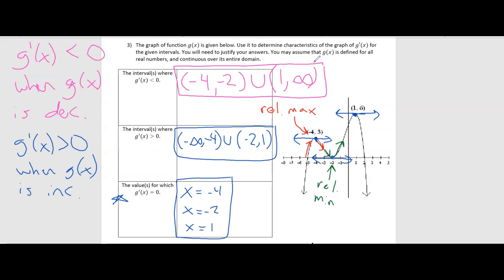of the graph. And our final point right here at x equals 1, that is also going to be a relative max because we are coming up and then we're going down. So our function's increasing, then it's decreasing, which means our point when the derivative is equal to 0 is the highest point of that section of the graph.